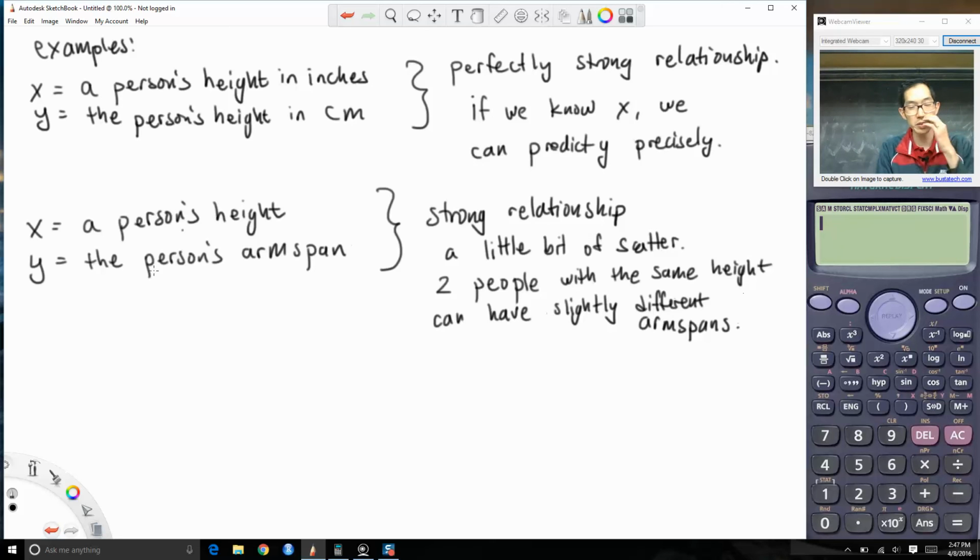And I guess this data set assumes people without disabilities or congenital problems.